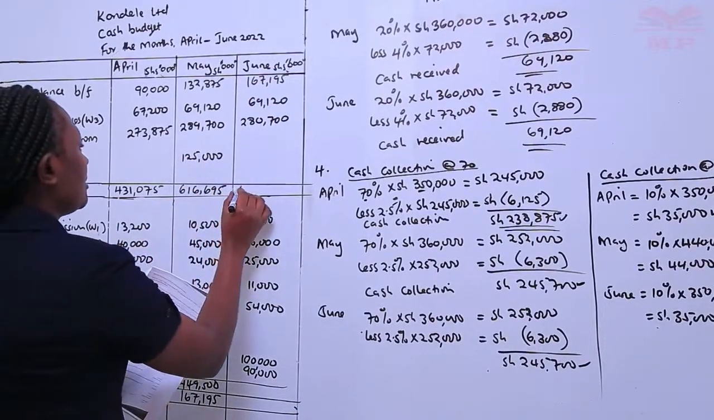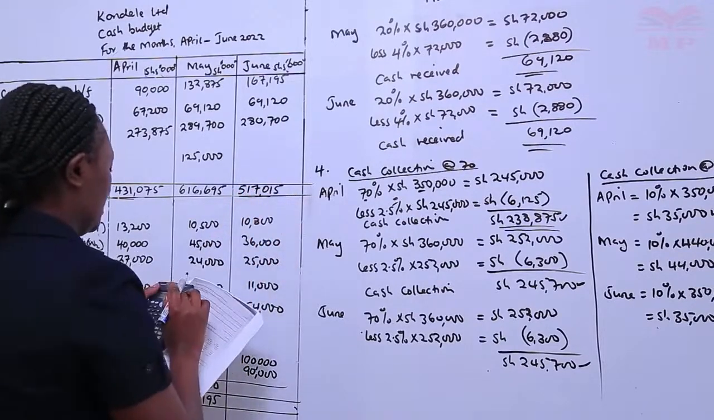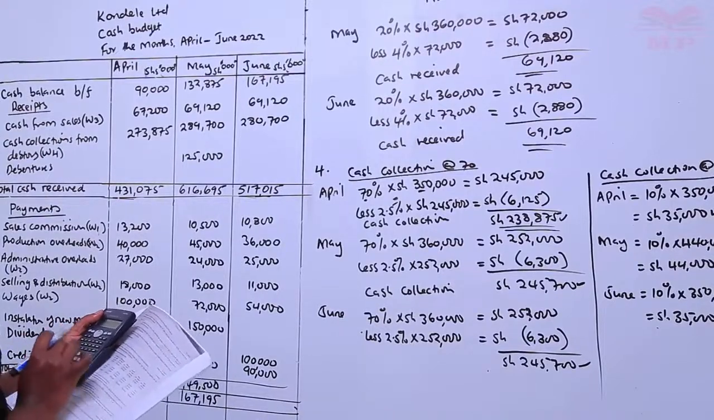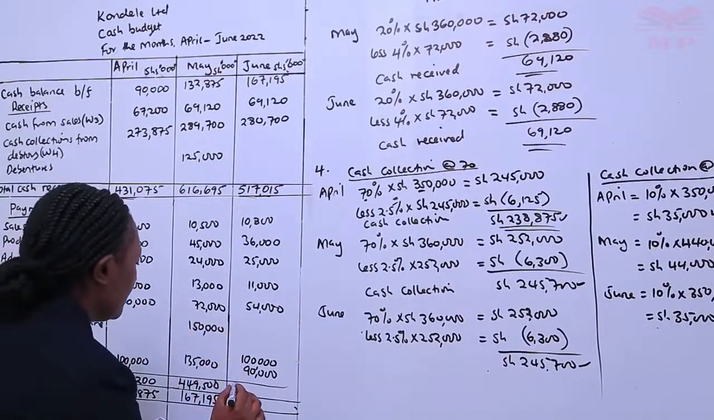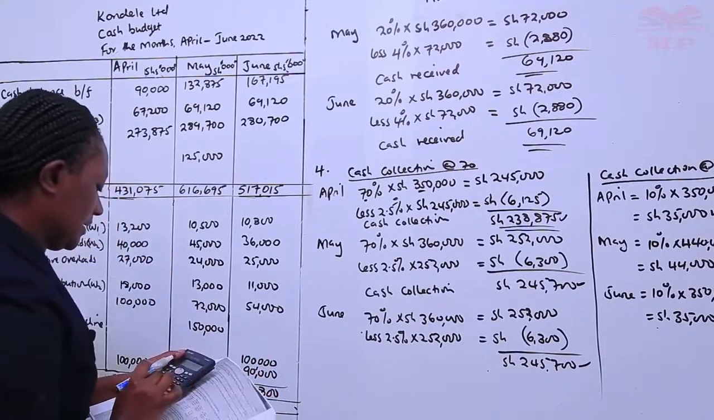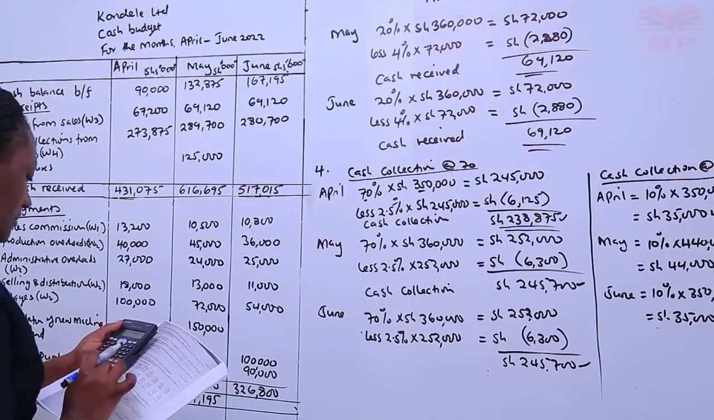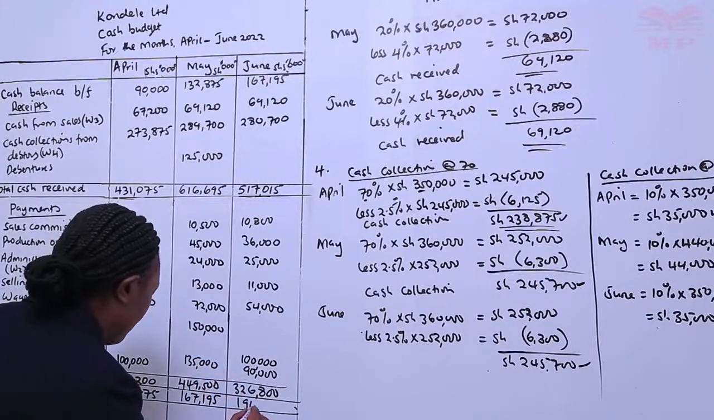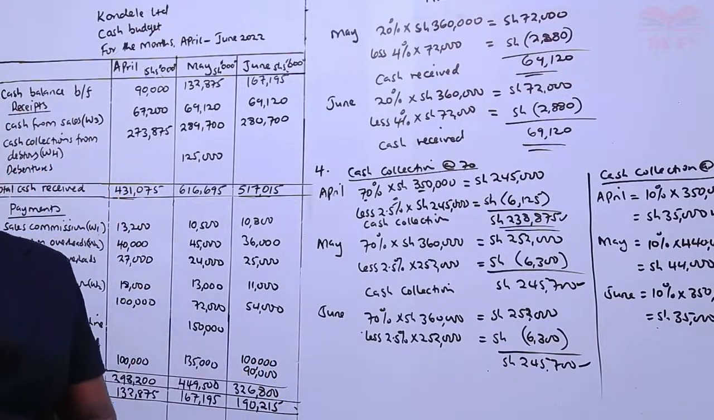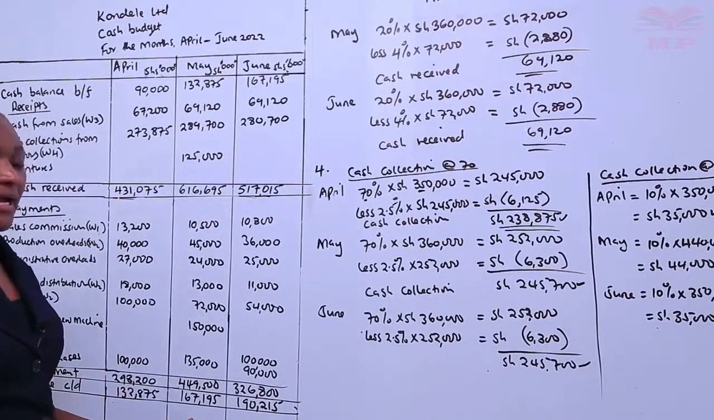So the total cash here is 517,015. So this will be 326,800. Then we get the balance to be carried forward. And this will be 190,215. So when we get a positive balance, that simply means it is a surplus.